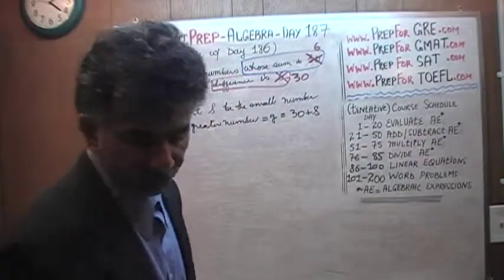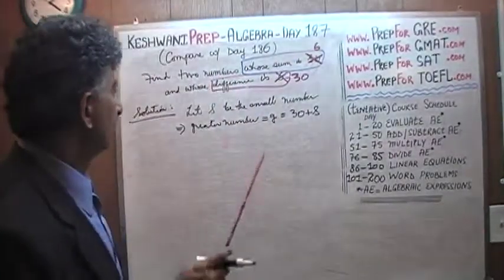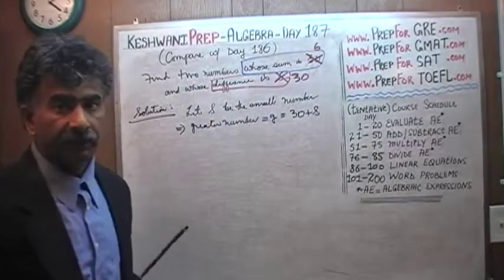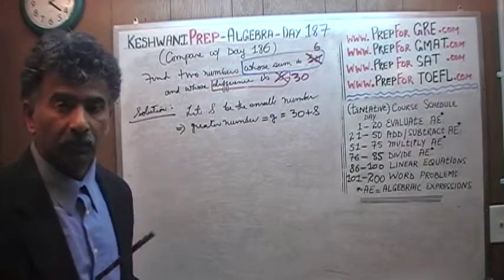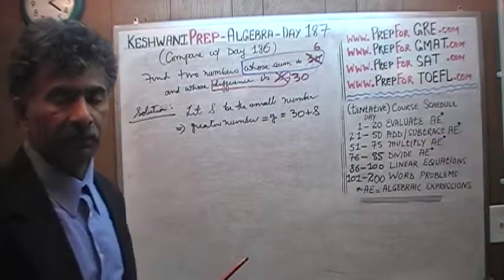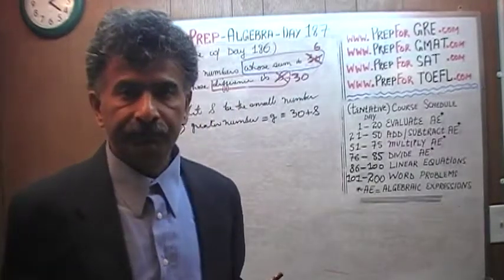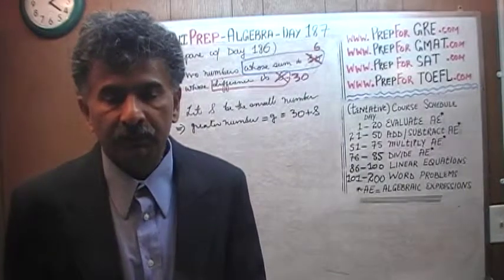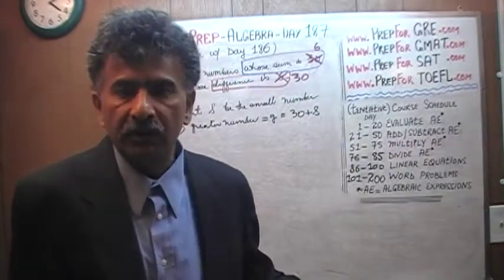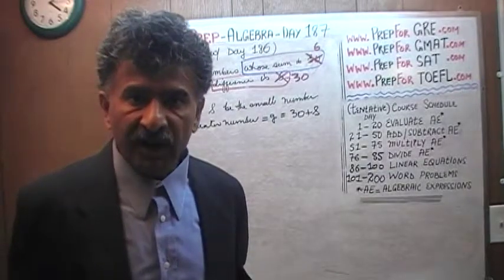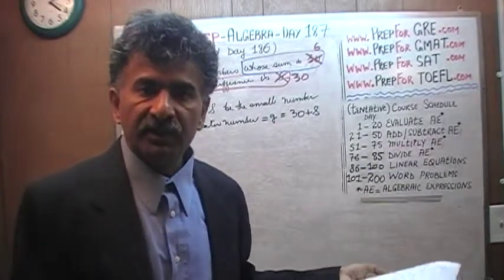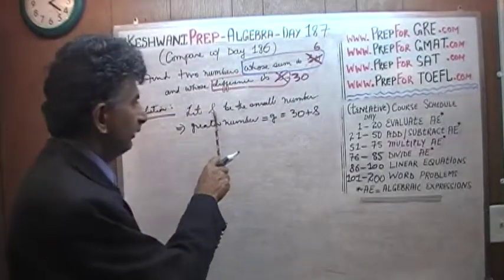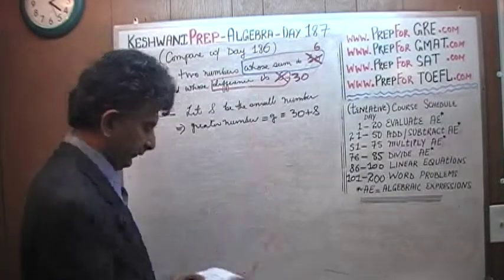Why does the greater number have to be 30 more than the small number? Because we are told that their difference is 30. The only way you can have a difference of 30 is if the greater number is 30 more than the smaller number. If the small number is 30, the large one would have to be 60. If the small number is 100, the large one would have to be 130. If the small number is 5, the large number would have to be 35. So whatever the small number is, the greater number G is just 30 more than that.